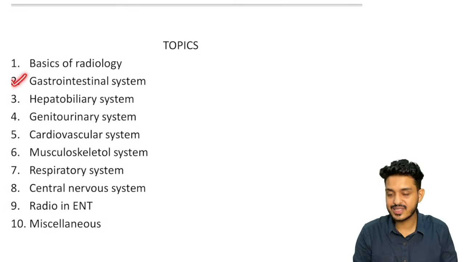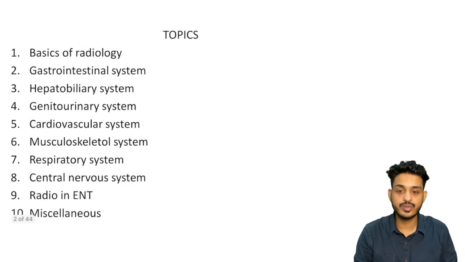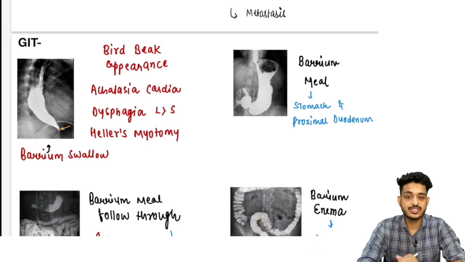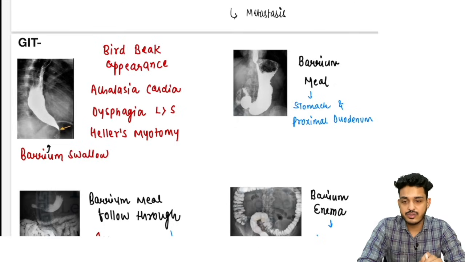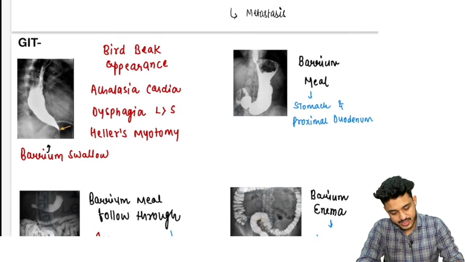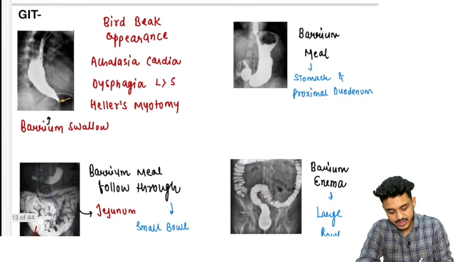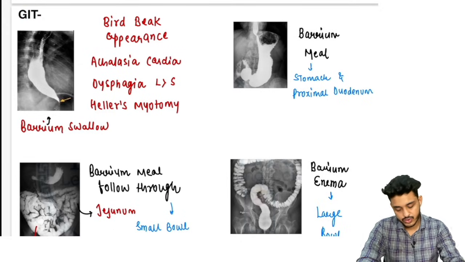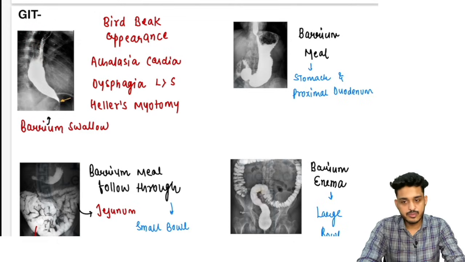Now we will be discussing the gastrointestinal system, the GIT, right? We will start off with the systems, so we will start with the first system in the list. What is that first system? This is going to be your gastrointestinal tract, right? So first thing, we can give barium to the patient. These are the barium studies that we have.